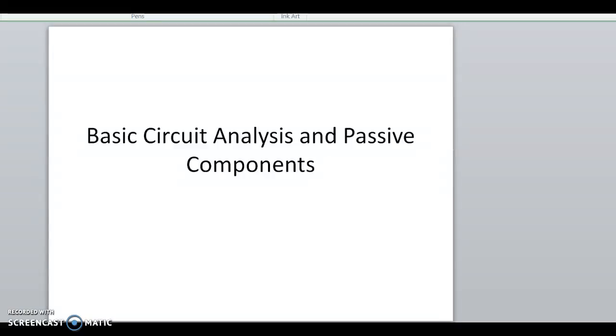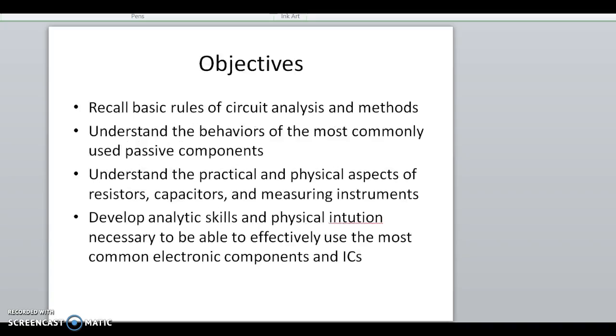Alright, today we're going to talk about Chapter 9, Basic Circuit Analysis and Passive Components. The objectives of this chapter are to recall your basic rules of circuit analysis and methods, understand the behaviors of the most commonly used passive components, understand the practical and physical aspects of resistors, capacitors, and measuring instruments, and develop analytical skills and physical intuition necessary to be able to effectively use the most common electronic components in ICs.